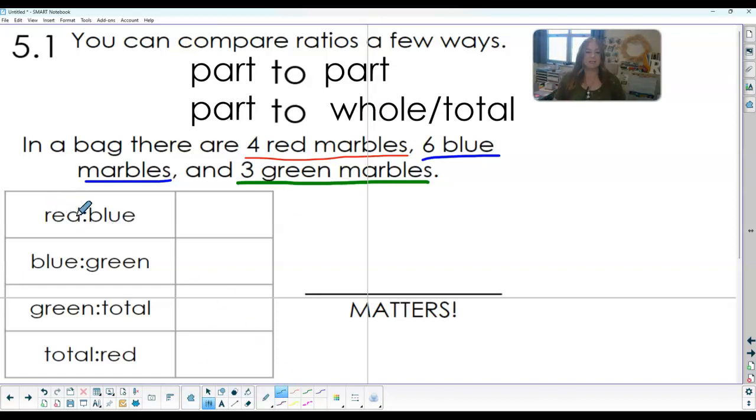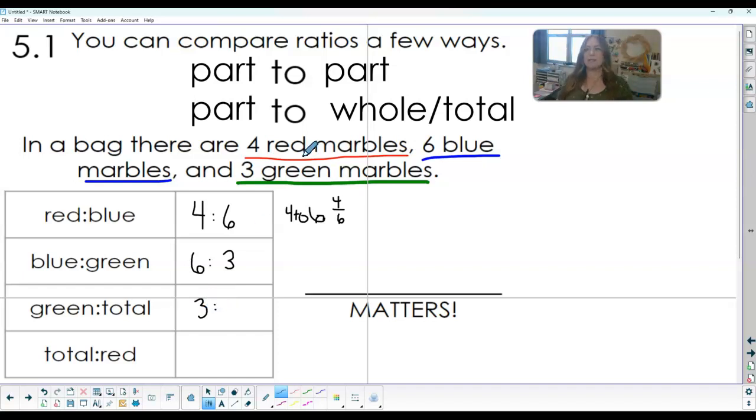As we're looking at this, it wants us to list red, then blue. How many red did we have? We have 4 red. And how many blue? We have 6. We could put that it's 4 to 6, or I could write it as a fraction, 4/6. Any of those ways would answer that question. The next one wants blue first. I have 6 blue, and then how many green? 3. Our next one wants green first, so we have to find green, which is 3.